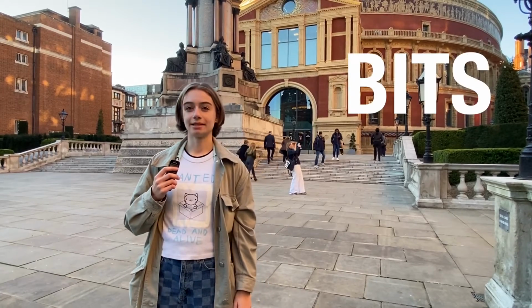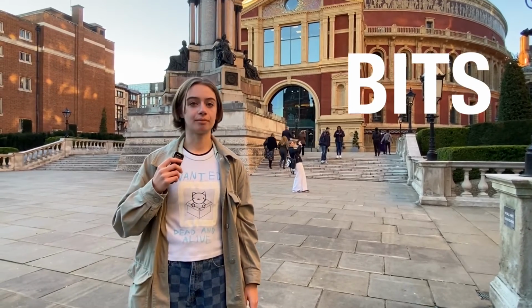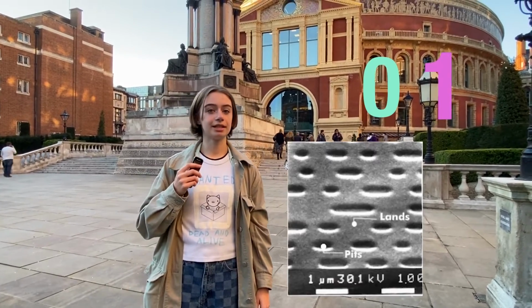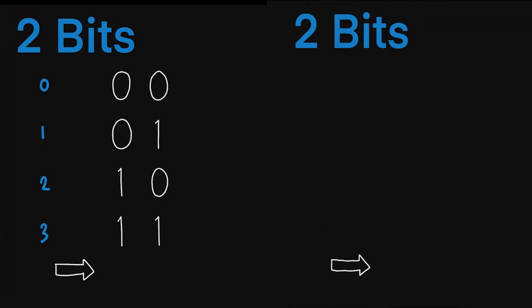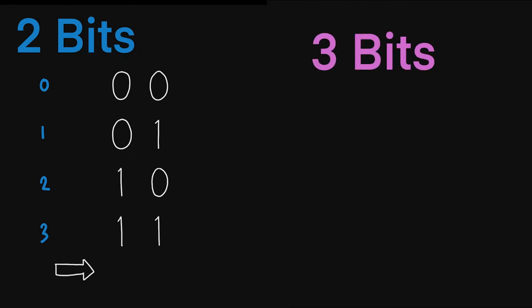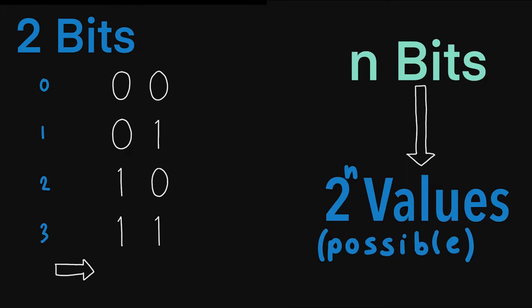Computers transfer data in bits, physical systems with two possible states shown by a 0 or a 1. This can be seen on a CD with lands and bits. With 2 bits, we can represent 4 possible values. With 3 bits, 8 values. And with n bits, 2 to the n possible values.